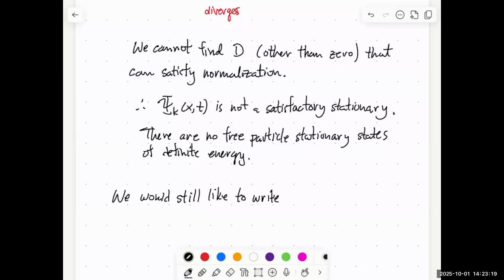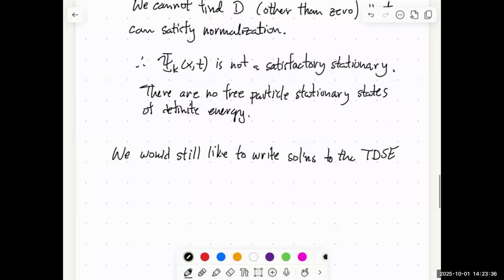So, having said all of that, we know the psi k's are not these stationary states like we had for the infinite square well and the harmonic oscillator. We would still like to write our wave functions as a superposition of these states. So we would still like to write solutions to the full time-dependent Schrodinger equation as linear combinations of our separable solutions.